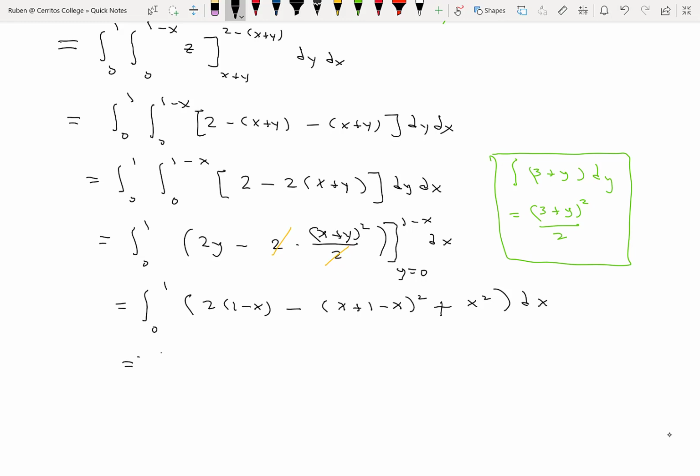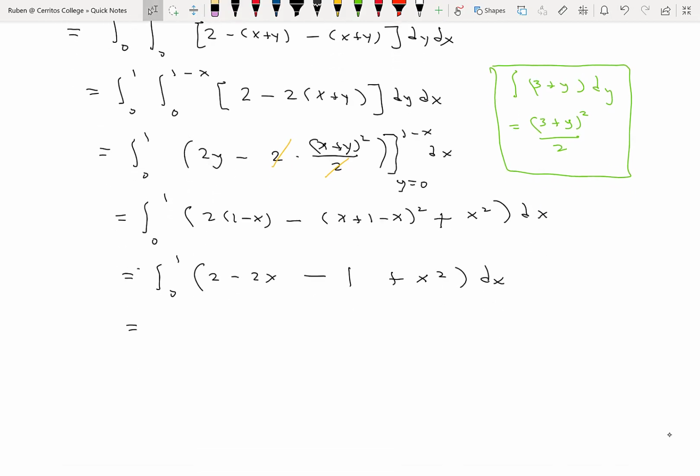Okay. So this becomes the integral from 0 to 1 of 2 minus 2x. x plus 1 minus x is 1. Squared is still 1. Plus x squared. So the integral is shrinking down to something really, really manageable. So this is looking like the integral from 0 to 1 of 1 minus 2x plus x squared. Hopefully I haven't made any blunders here.